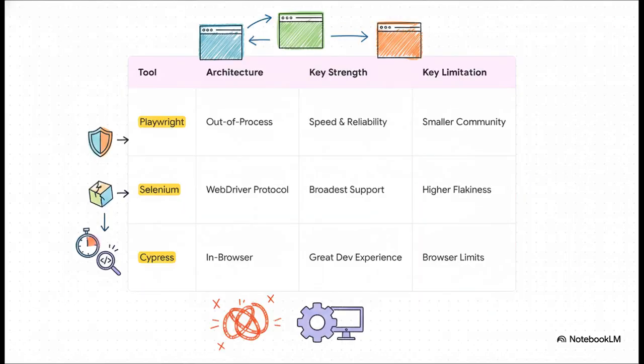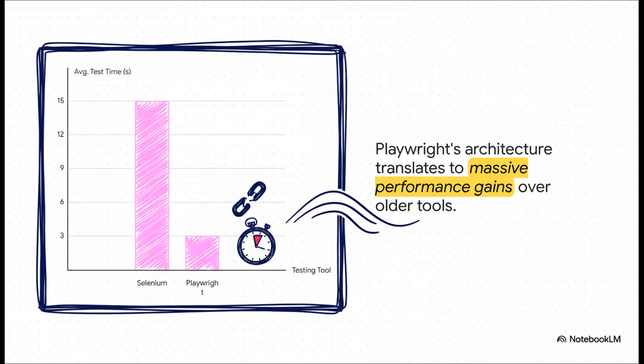So let's see how this actually stacks up against the big players. You've got Selenium, the old guard, right? It has the broadest support, but it's known for being slower and flakier because of its architecture. Then you have Cypress, which is famous for a great developer experience, but it's held back by running inside the browser. Playwright just hits that sweet spot. Its out-of-process model gives you the raw speed and reliability you really need, which makes it a seriously powerful modern choice. And that architectural difference translates directly into pure speed.